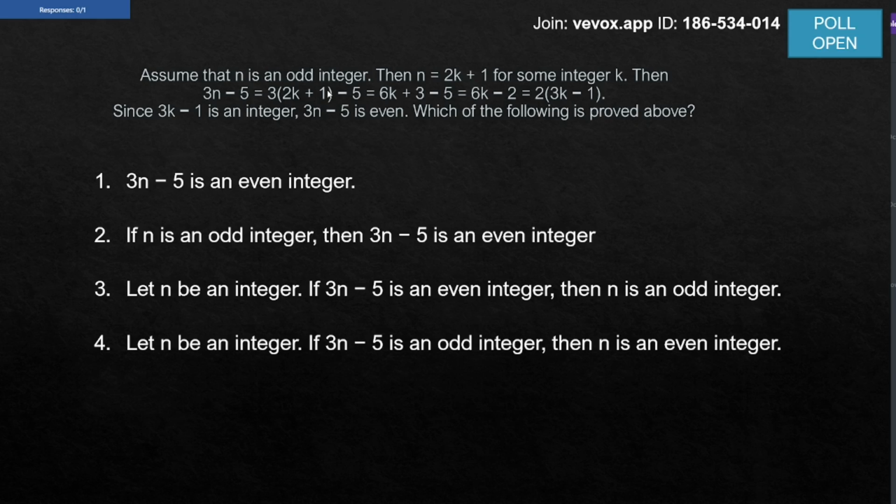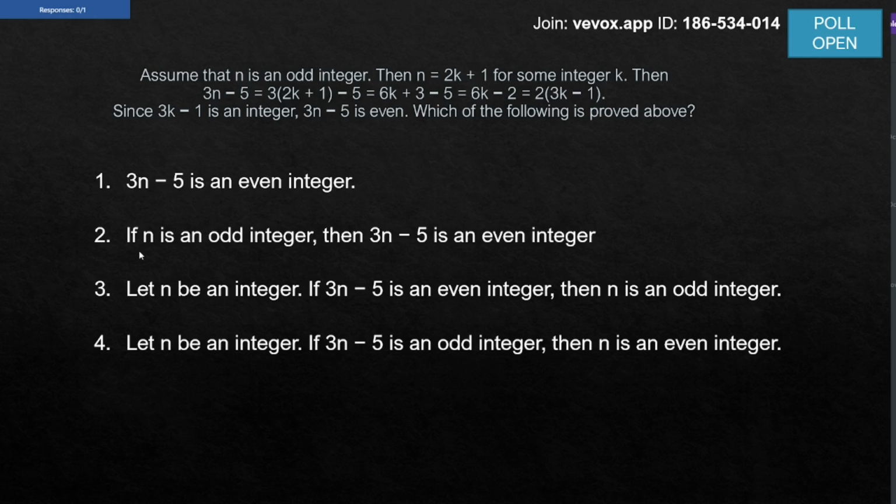So if we wanted to show the first claim, that 3n minus 5 is an even integer, we would have to infer that it is true by virtue of both cases, even and odd, or positive and negative, or something like that. Since we have not done that, we have just shown one of these cases, we have not actually inferred that 3n minus 5 is an even integer.